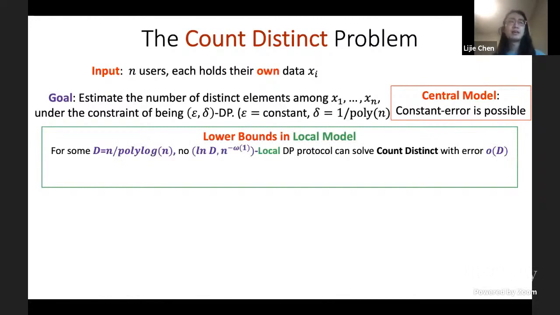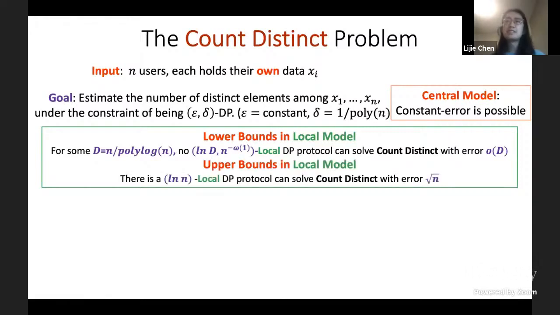And we first show that not only for constant epsilon, in fact, for some epsilon equals n by polylog n, for large epsilon, the problem is still nearly maximally hard, as it requires n by polylog n error in the local model. And surprisingly, we further show that if we increase epsilon from ln d to ln n, then the problem suddenly becomes very easy. It can be solved with error root n compared to nearly n. Note that ln d equals ln n minus log n, so it is very close to ln n.